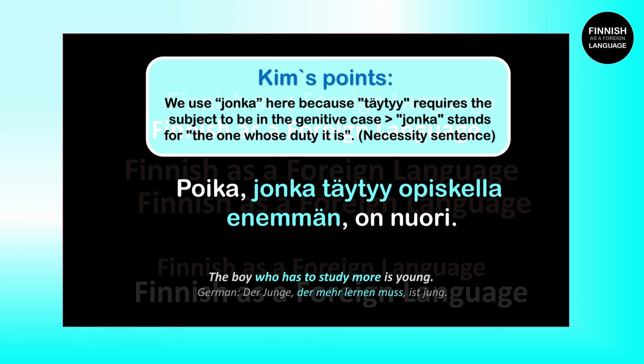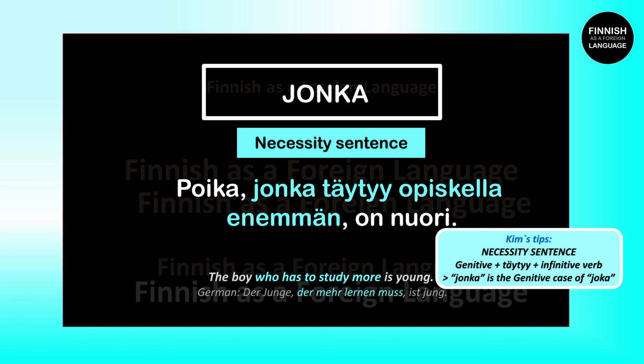You might remember how to form the necessity sentence. The rule is genitive case plus täytyy plus infinitive verb. So when we want to replace the boy with a relative pronoun in a necessity sentence, we have to use the genitive form of joka, which is jonka. So here in this sentence, jonka provides additional information about the young boy, which is that he has to study more. So jonka here is used because of the concept of a necessity sentence. So let's repeat. Poika, jonka täytyy opiskella enemmän, on nuori. In English, the boy who has to study more is young.